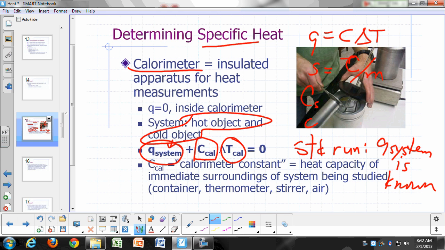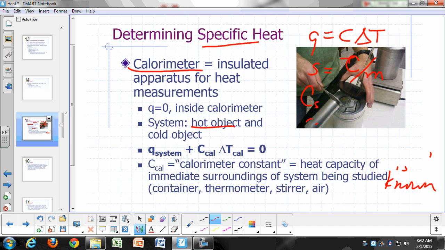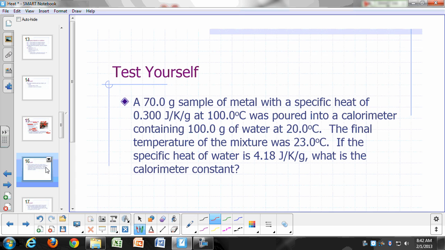And then later, if you have an unknown object, let's say one of these two would be unknown, so Q for one of those two would be unknown, but you would already know your Ccal and your delta T cal. So let's illustrate that with a couple of problems.